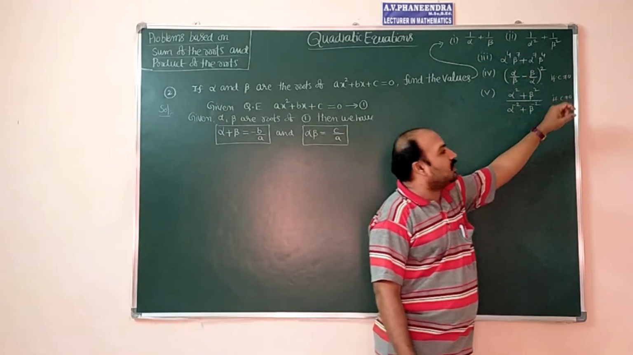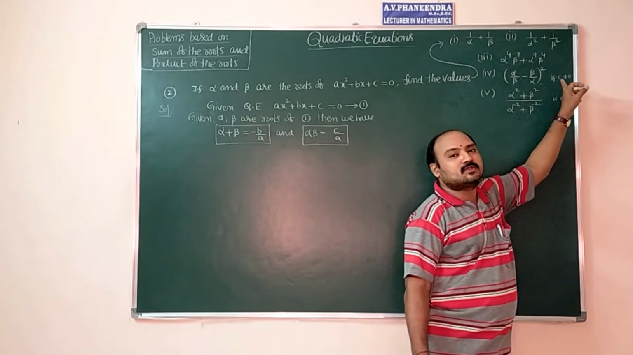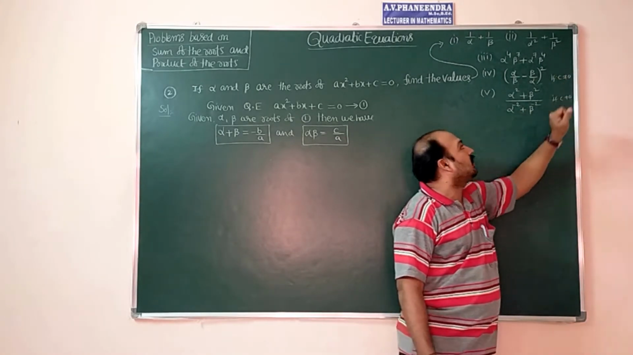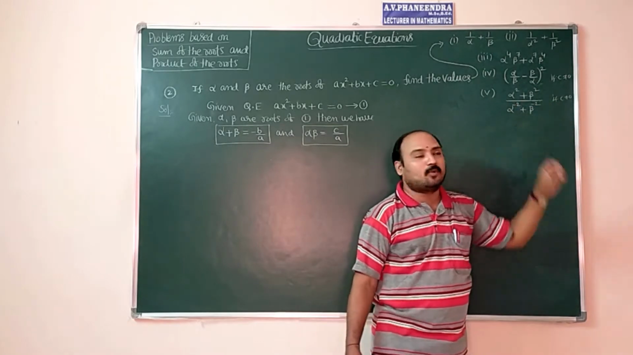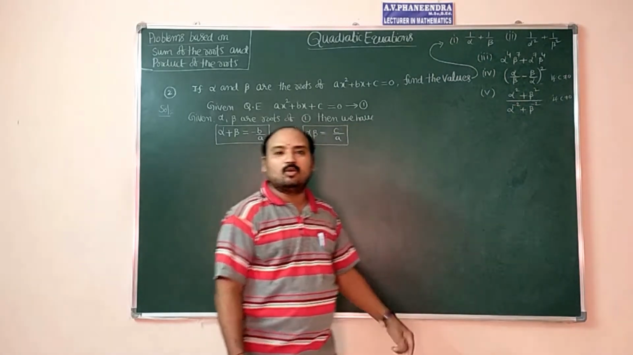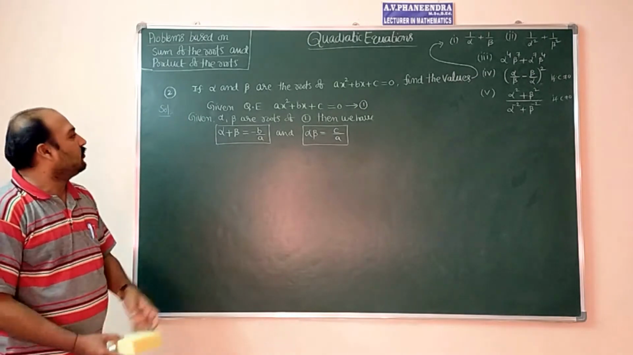If c is not equal to 0. Why is it given that c is not equal to 0? Because the c value will come into the denominator. And the fifth one, alpha square plus beta square by alpha power minus 2 plus beta power minus 2, if c is not equal to 0. One by one we are going to do that.